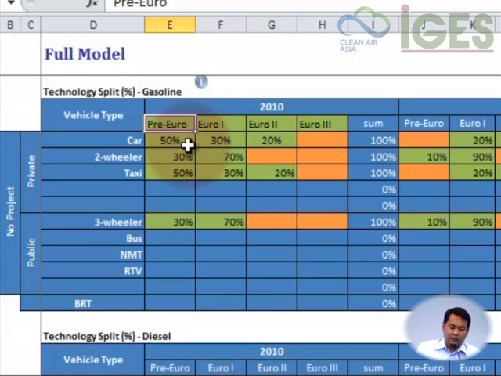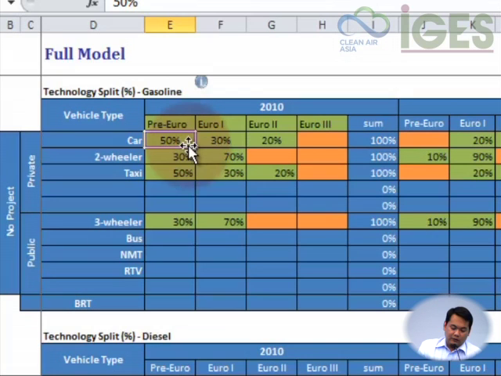These tables here would ask you to input percentages in terms of the distribution of the different vehicle fuel combinations into different emission technology or standard categories. So you can actually define it. You can use pre-Euro, Euro 1, Euro 2, Euro 3. Or if in your country you don't have Euro 1, you can change this to Euro 2, change this to Euro 3, change this to Euro 4, as long as you change the corresponding emission factors that would come later on. So these are placeholders for the labels for the emission standards.